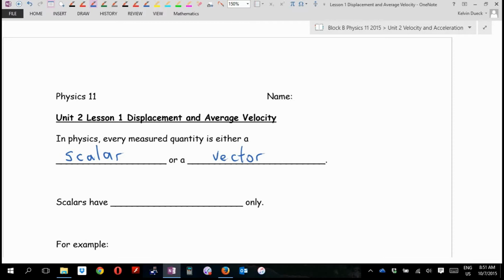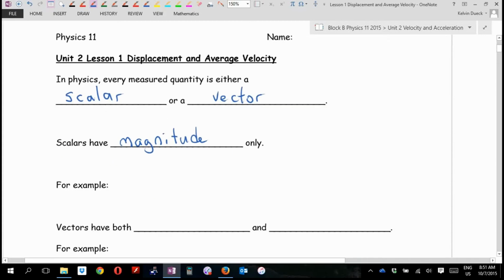Okay? Scalars have magnitude only. All they have is a size. A good example of a scalar is mass. What's your mass? 31 kilograms, 82 kilograms. It just has a size. So for example, M equals 85 kilograms.